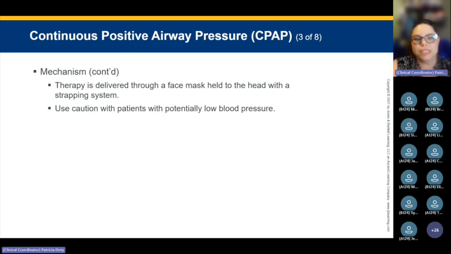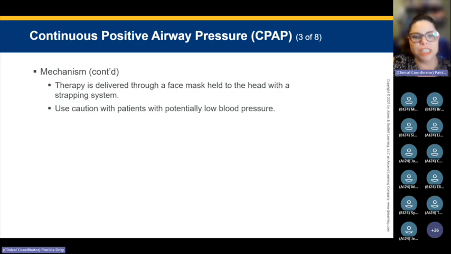Therapy is delivered through the face mask held at the head with a strapping system. By the way, practice using that. The first time I had to use it, I had no idea what I was doing. It was a complete fail. Thankfully, I had a partner that had used it before, and he really bailed me out. So even as a paramedic, sometimes we make mistakes, and it's okay. So if you get a new piece of equipment, and I have been in the field long enough for CPAP to be a new piece of equipment, that just made me feel really old. Make sure you know how to use it, okay?